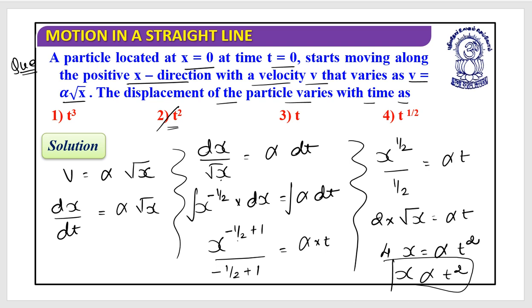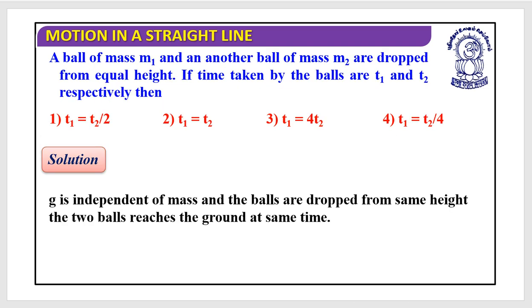Ready? Are you sure? Let's move on to it quickly. What they said is: a ball of mass m1 and another ball of mass m2 are dropped from equal heights. If the times taken by the balls are t1 and t2 respectively, then... now two balls are there, both having different mass, but they have been dropped from an equal height, and you require to find the time taken by the two.